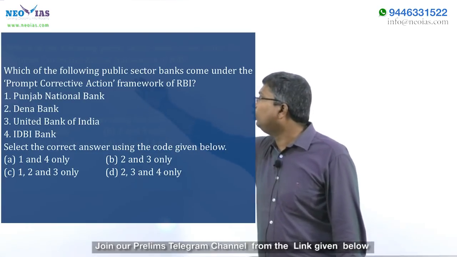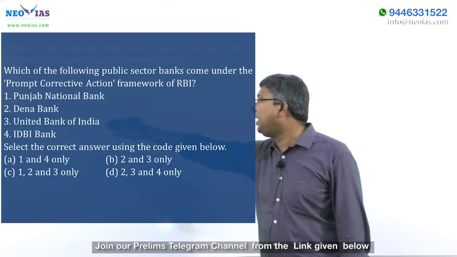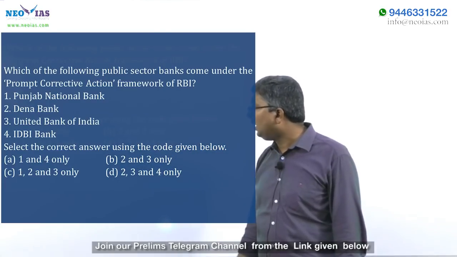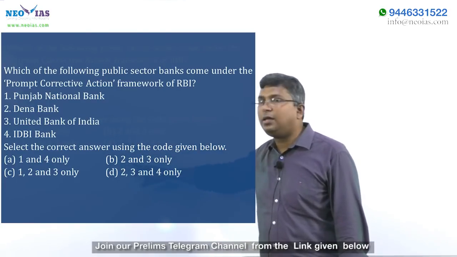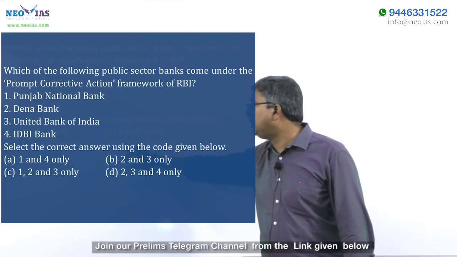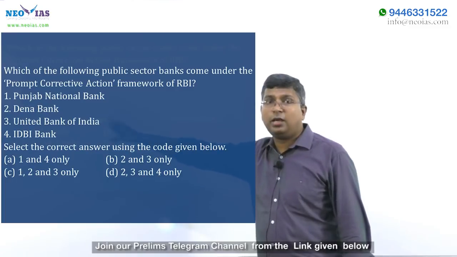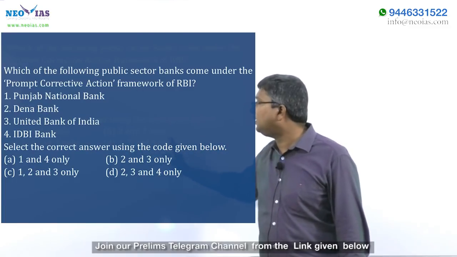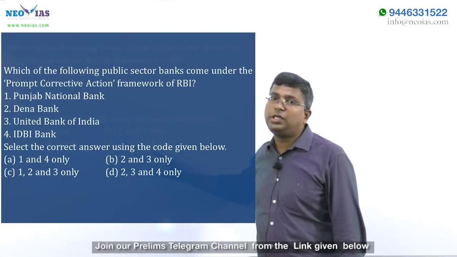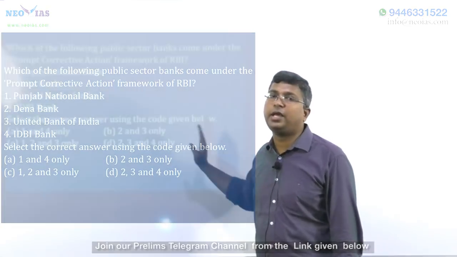Now here, if you know that Punjab National Bank is not there, you can eliminate A and C. So obviously B and D will be the remaining. From B and D, you get to know that 2 and 3 are there, that is Dena Bank and United Bank. And obviously IDBI Bank, a major bank that you need to remember, is there. So your answer comes here as D, 2, 3 and 4 only. So that's all regarding prompt corrective action.